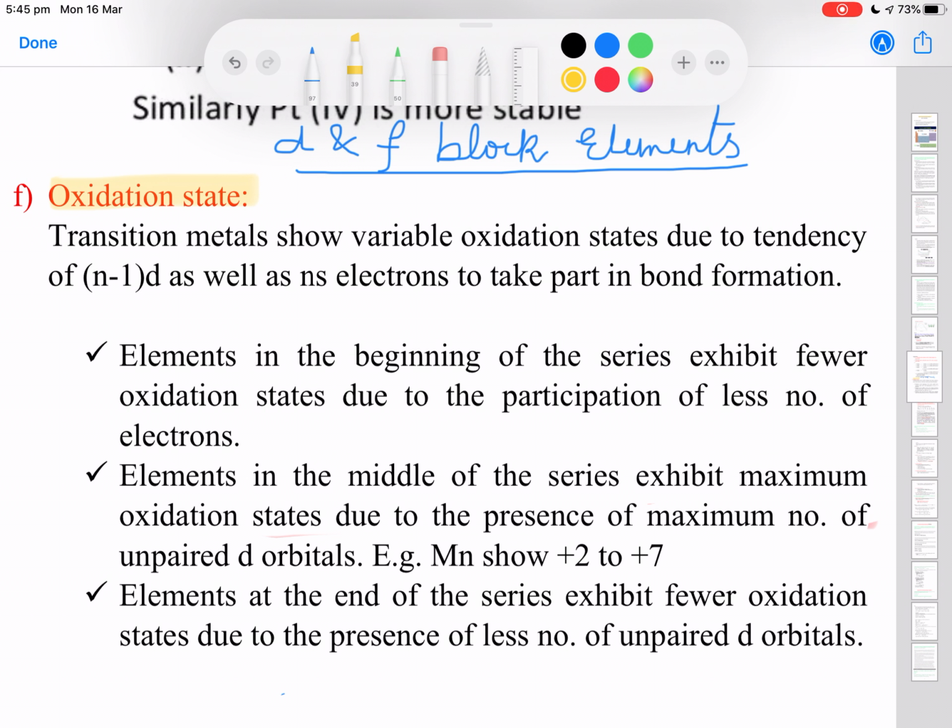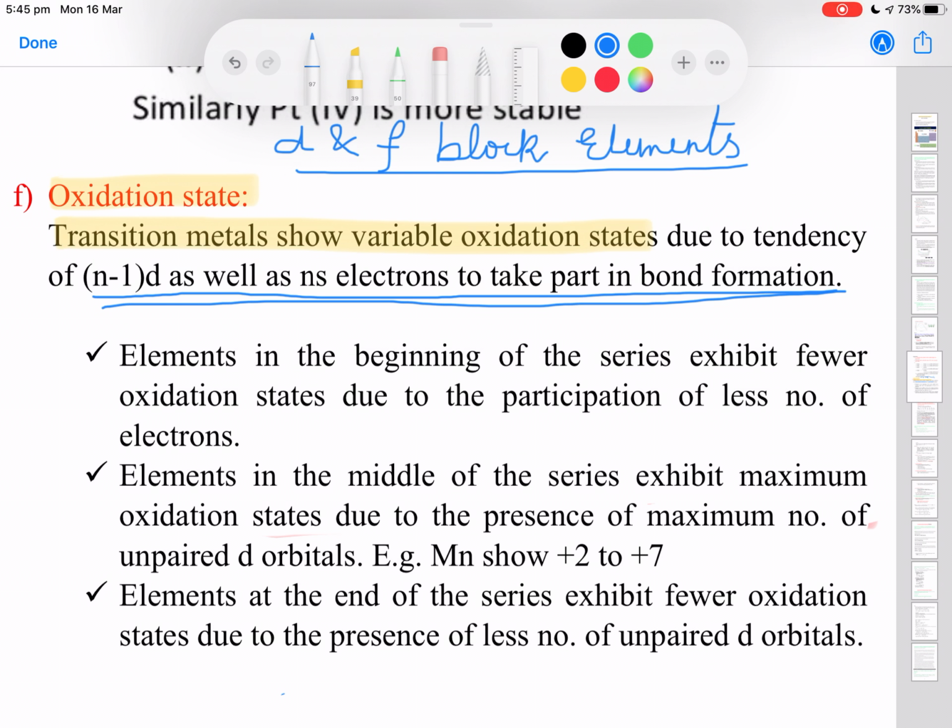Very important question is, why do transition elements show variable oxidation states? That's important board question. So variable oxidation state means one metal is going to exhibit more than one oxidation state. So very important reason is when they ask the question why, it's because of the participation of (n-1)d and ns electrons in the bond formation. That's the statement which you need to quote if they ask you why do transition metals show variable oxidation states.